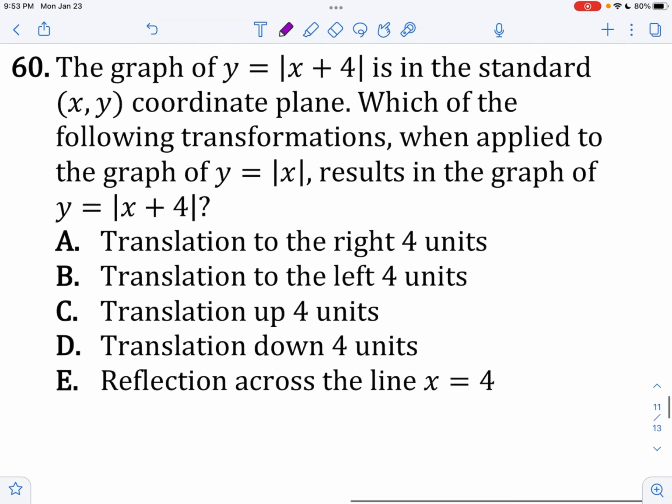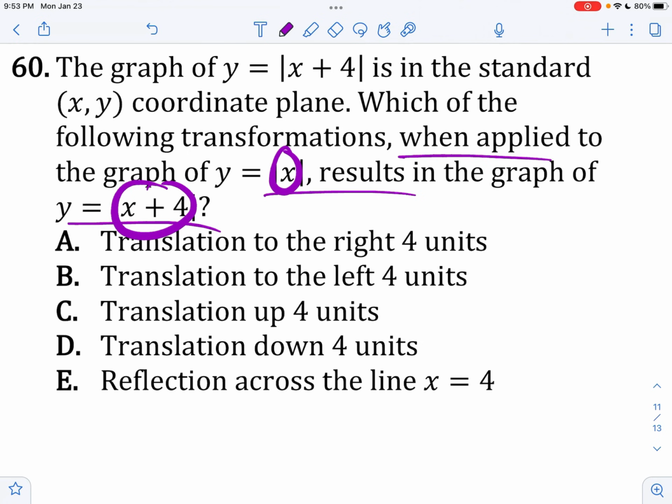The graph of y is here, on the standard coordinate plane. Which of the following transformations, when applied to this, results in that? So if you want to go from this to this, all you're doing is moving 4 to the left. X minus negative 4, absolute value. You can check it on your calculator, plug in both, and see what the difference is.